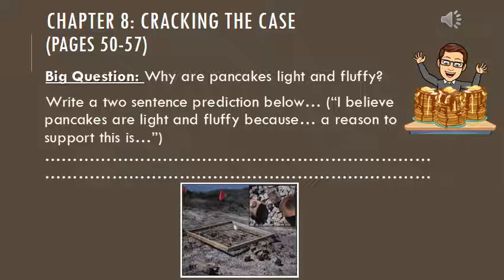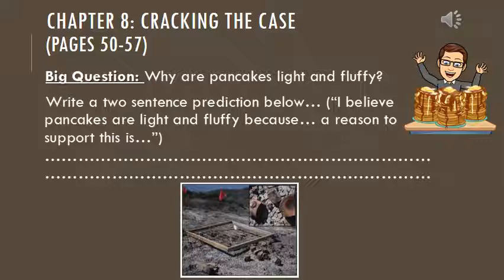So if you said in your prediction it's because pancakes have little air bubbles inside of them, or they're thinner on the inside than they are on the outside, you'd be correct. It's because of this reaction between the baking soda and the buttermilk that creates these little carbon dioxide bubble pockets of air in the pancakes. So when you bite into it, it looks like there's not much on the inside, which makes it so light and fluffy.